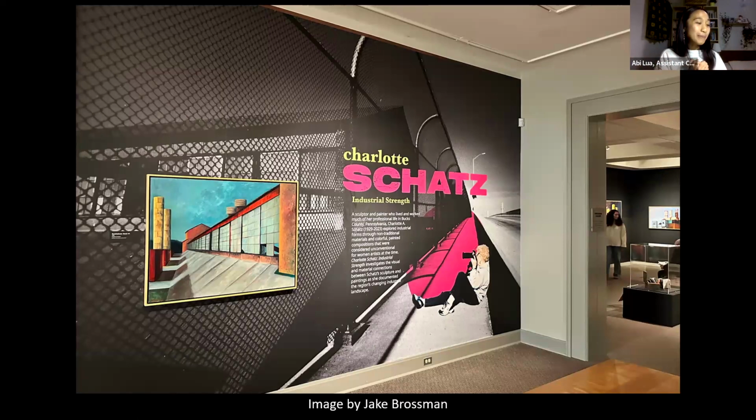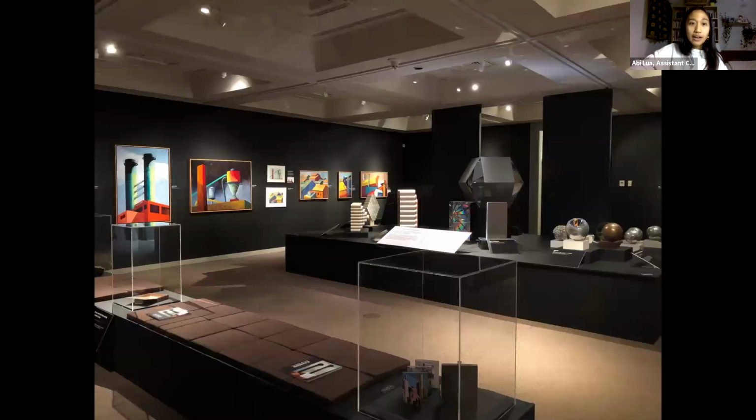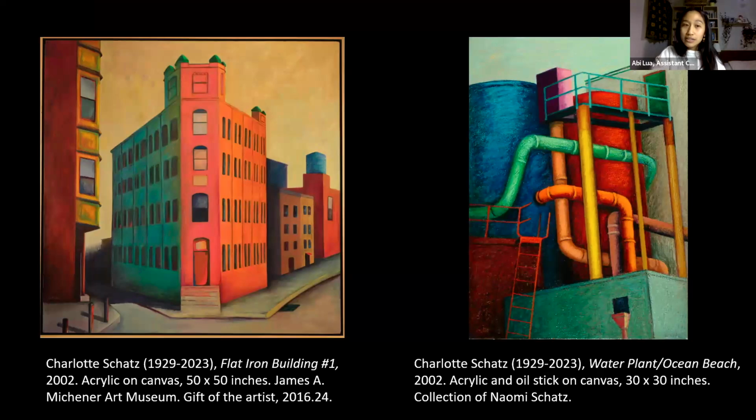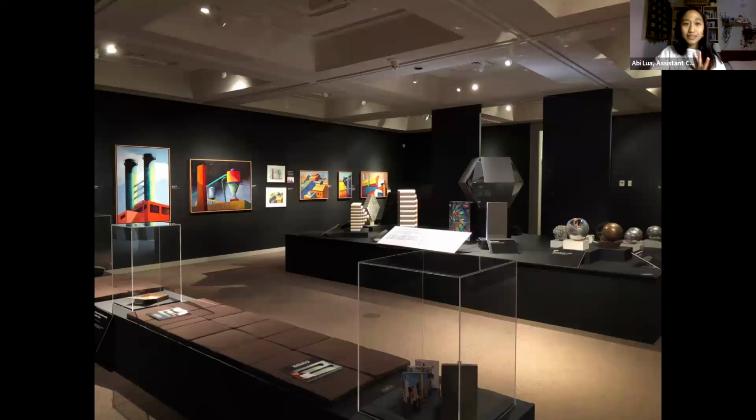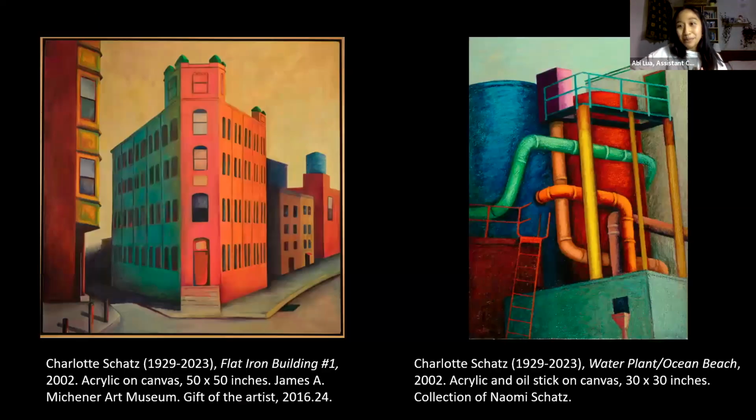But just to recap, as many of you know, we have the show Charlotte Schatz, Industrial Strength, up right now in our Beans Gallery. It explores the work of local photographer and artist Charlotte Schatz. She worked in the Bucks County region up until her death in 2023. She's really known for her minimalist sculptures, like those on that sculpture island, which we like to call in our curatorial department, as well as very vibrant paintings of abandoned factories or other industrial buildings. You can see on the wall, they're really so vibrant against that black wall. I think the presentation slide did a really good job of recreating that.